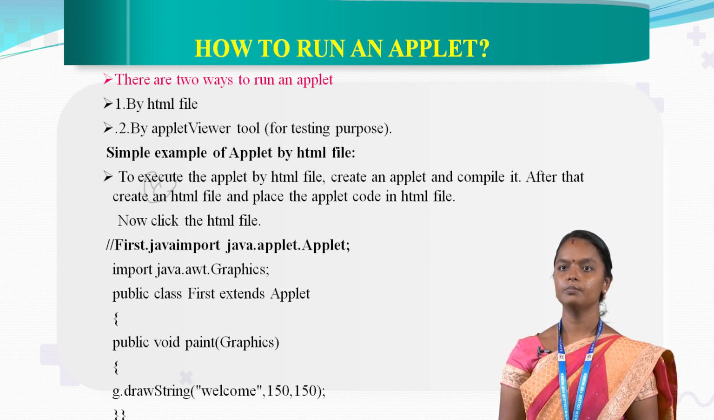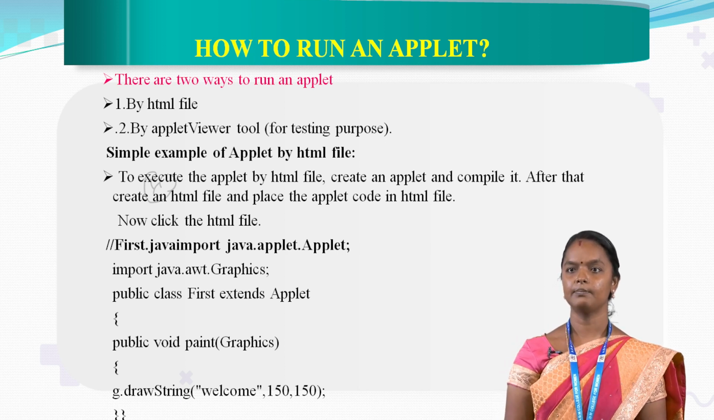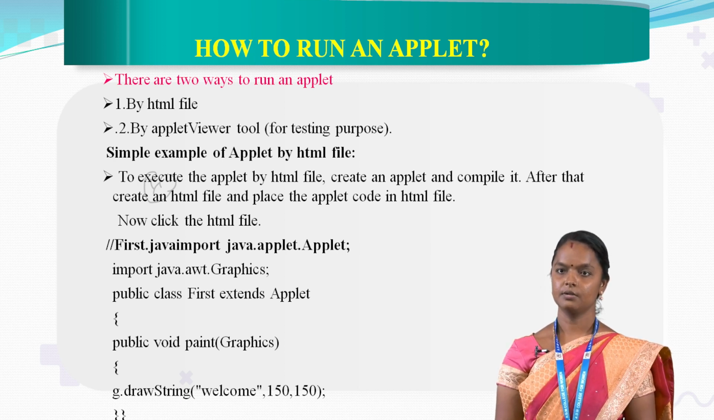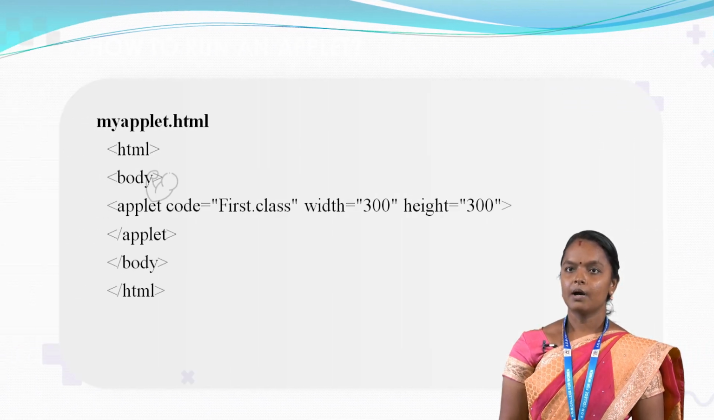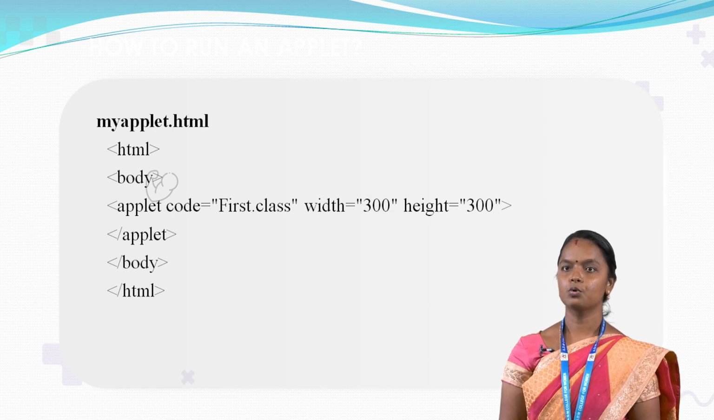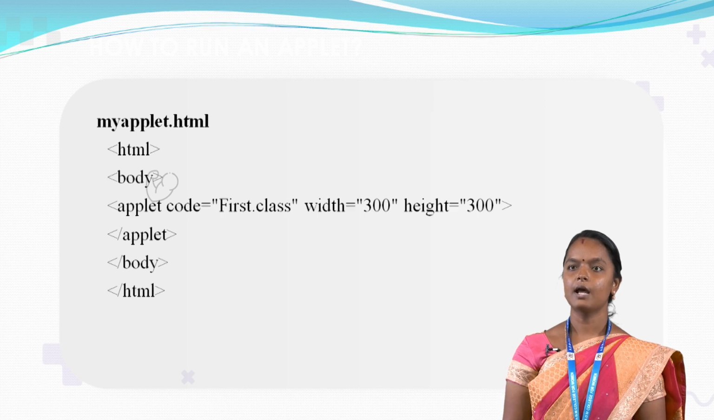First, import java.applet.Applet. Import java.awt.Graphics. Public class First extends Applet. Public void paint(Graphics g). Next, g.drawString. Next, myapplet.html: HTML, body, applet code equals First.class, width 300, height 300. These are the ending tags of the applet. These are the examples for applets. Thank you.